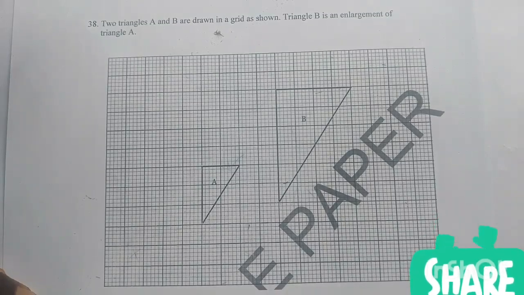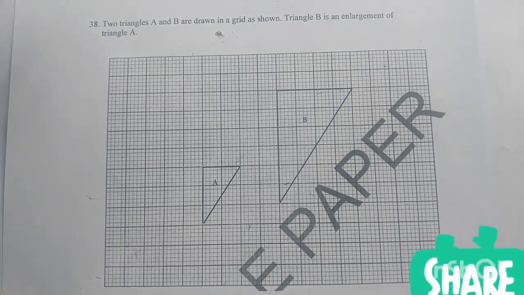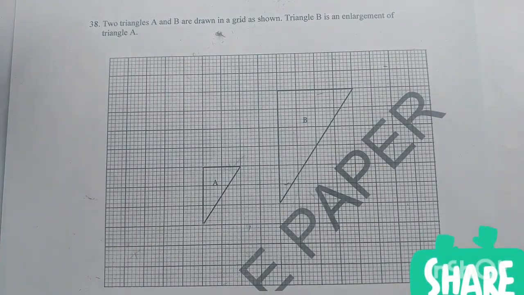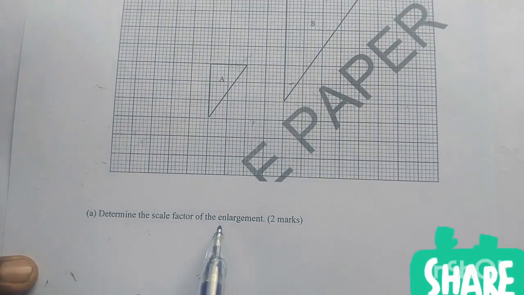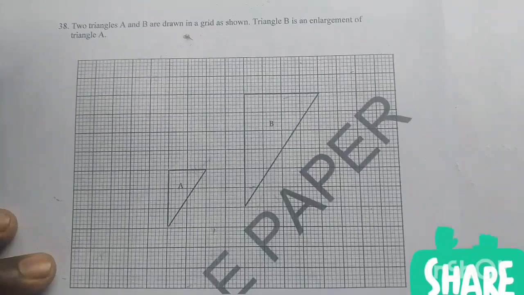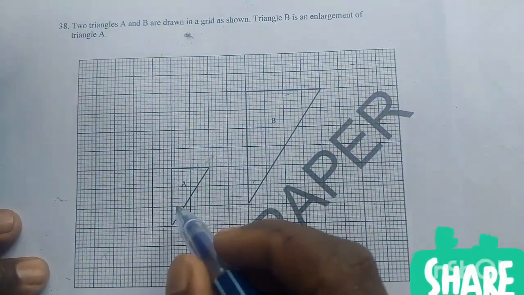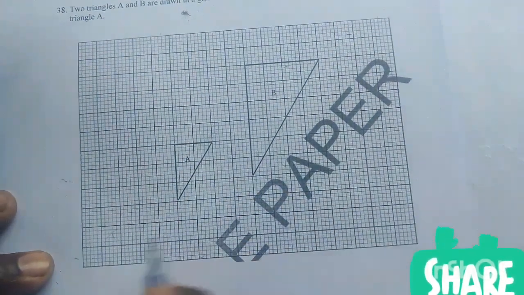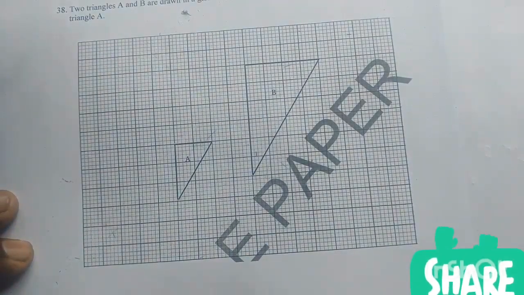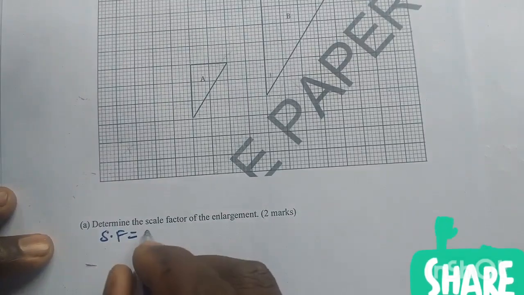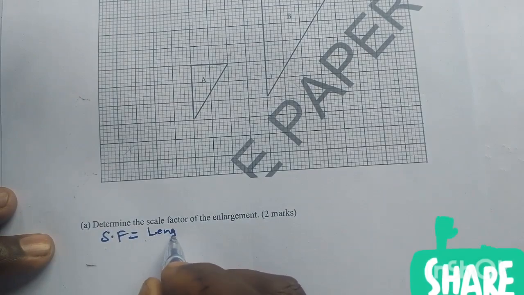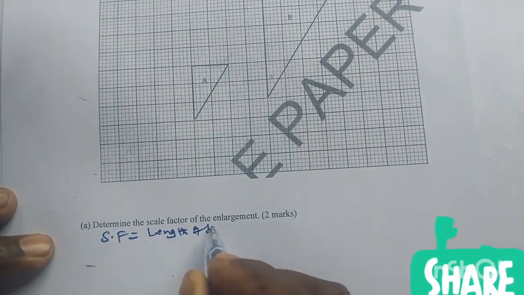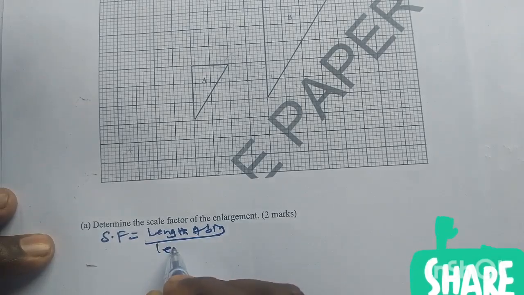The two triangles A and B were drawn on the grid as shown. Triangle B is an enlargement of triangle A. Determine the scale factor of the enlargement. So you can now count how many squares the original has. Remember scale factor? Scale factor is equal to, we can use the length of big over the same length of small.